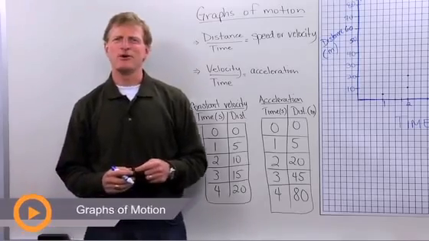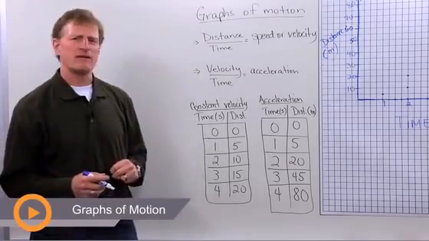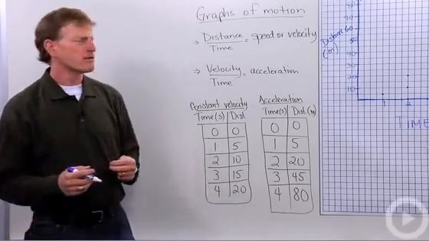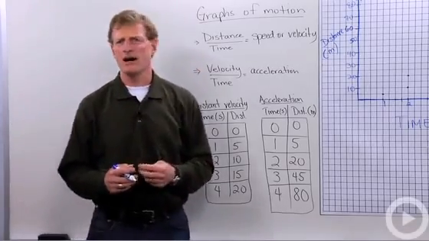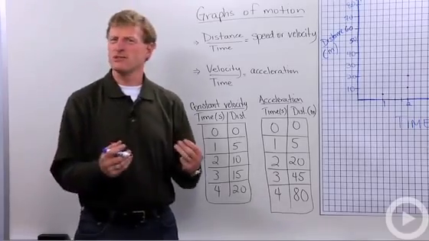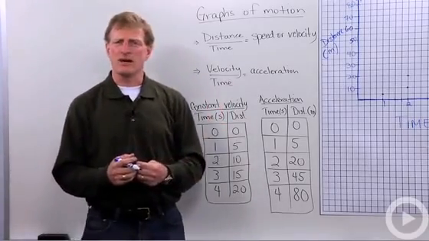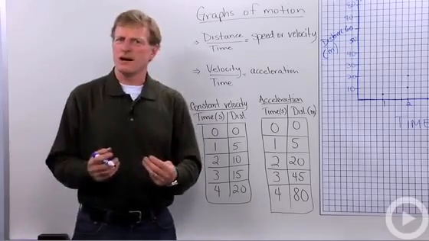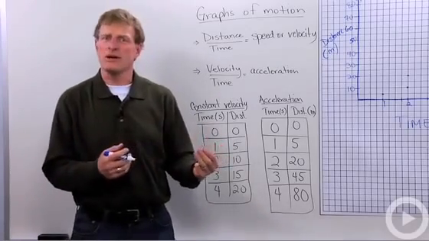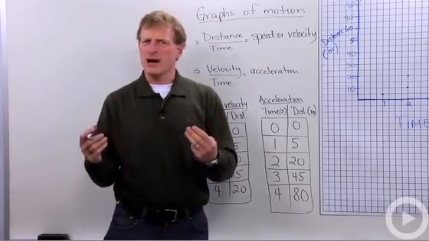Let's talk about graphs of motion. There's two types of graphs that you're going to have to make for physics involving motion. The first one is distance over time, and we know distance over time really equals speed or velocity. The other one is velocity over time, and of course you know that velocity over time is another way of saying acceleration. Okay, well, let's look at how these graphs are going to look.